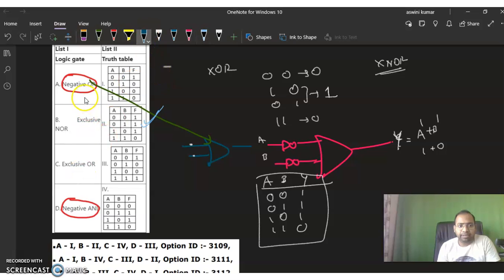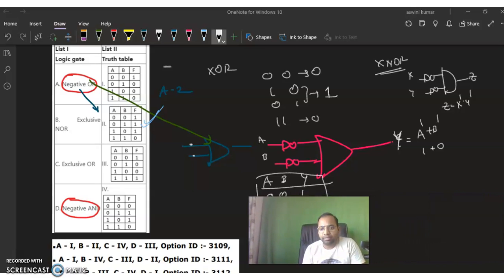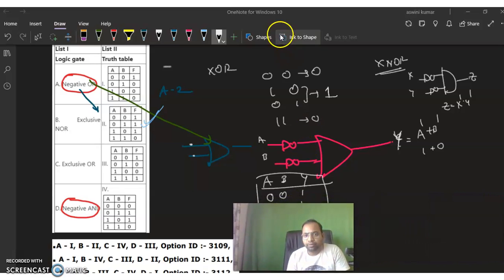So now we can relate that negative OR is, that means A is going to 2. Okay. In the same way, negative AND. How to form the negative AND in the same way? Take the inverter and take the inverter and take the AND gate here, with X, Y, and let's take the Z. Now Z is equal to X bar into Y bar. So X bar into Y bar means, based upon this one, form the truth table.